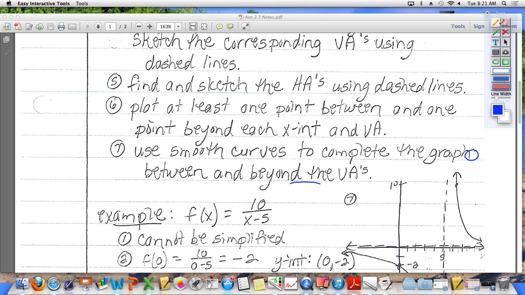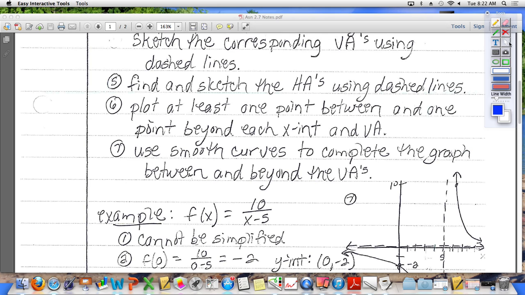All right, number 6, plot at least 1 point in between and 1 point beyond each x-intercept and vertical asymptote. I'll talk about what that means specifically after we actually get to an example. And then number 7, use smooth curves to complete the graph between and beyond the vertical asymptotes. All right, we'll talk about that when we get to it too.